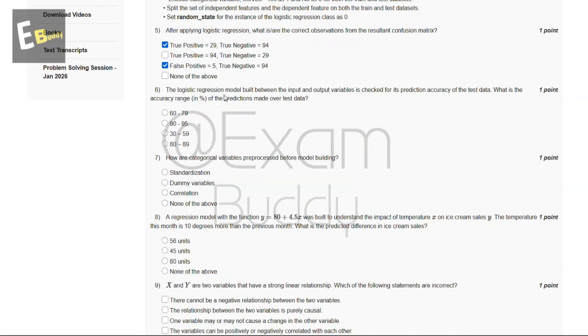The logistic regression model built between the input and output variables is checked for its prediction accuracy on the test data. What is the accuracy range in percentile of the prediction made over test data? So these are the options and the answer of our sixth question is B, 90 to 95. And now let's go to our question number 7.